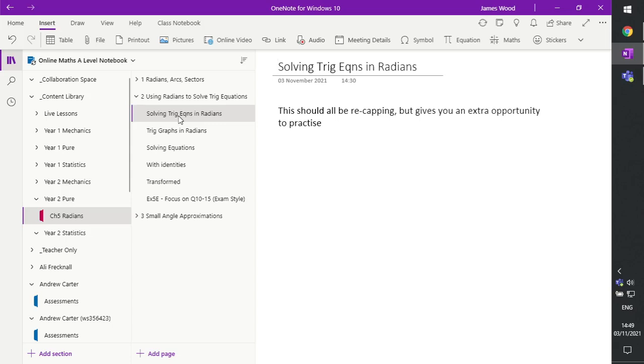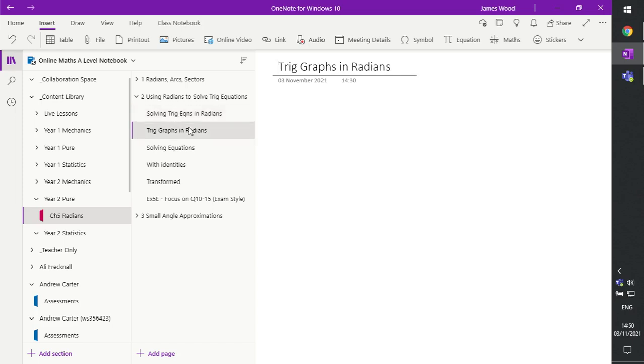In this second lesson on radians, we're going to have a quick look at solving trig equations, which is something that we've already done in the Year 1 content, but giving our answers in radians and thinking about the trig graphs in radians rather than in degrees. So this should all be recapping, but it's a really important skill, so it gives you another chance at practicing it a bit more as well.